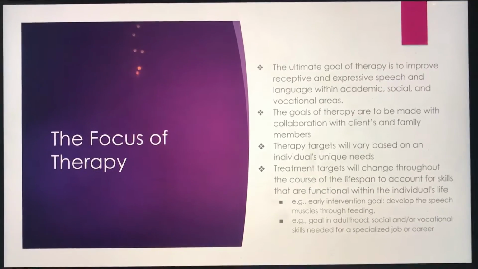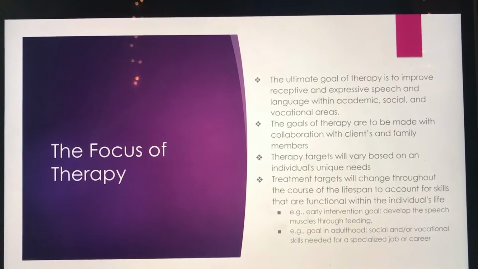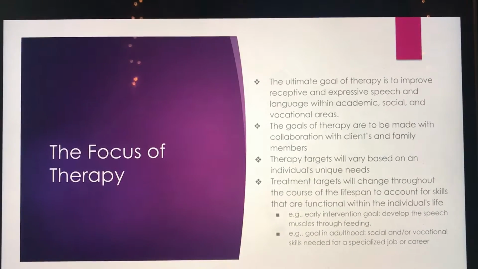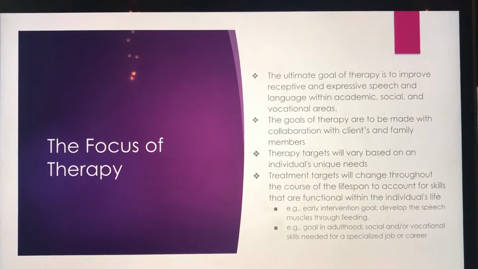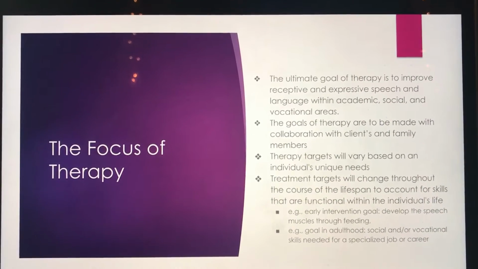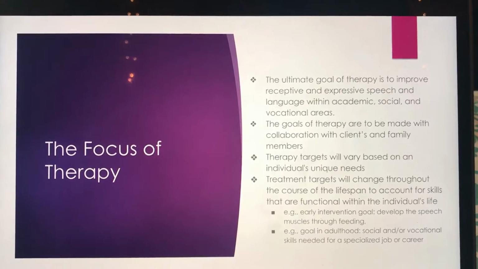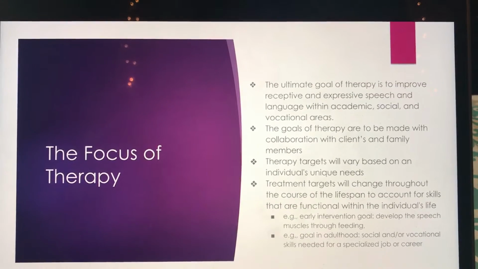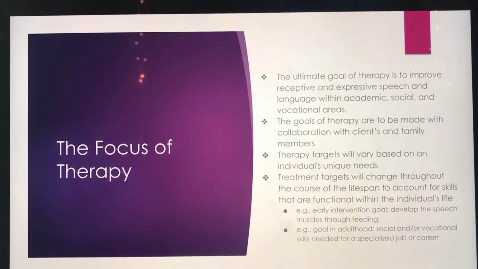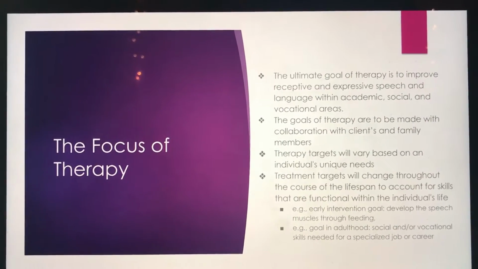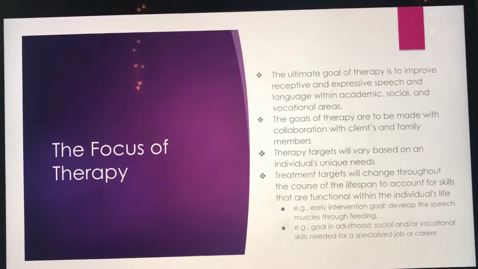So the focus of therapy for kids with Down syndrome, ultimately the goal of therapy is going to be to improve their receptive and expressive speech, language, in academic, social, and vocational areas. And as always with any kid, the goals of therapy are going to be made in collaboration with the family and the client. This helps to make the therapy individualized for the client's needs, since Down syndrome can have such a wide range of effects and symptoms. Therapy targets will be based on their unique needs.